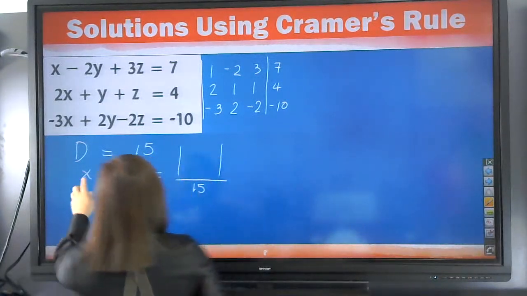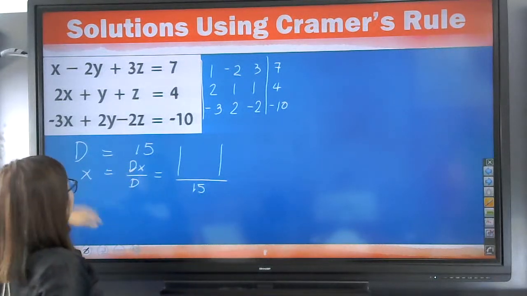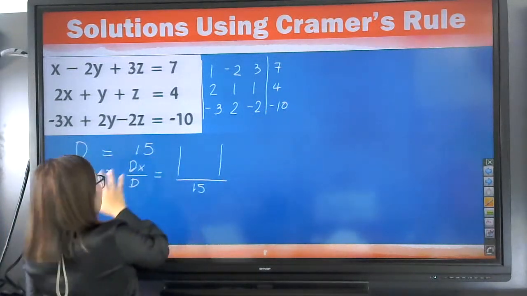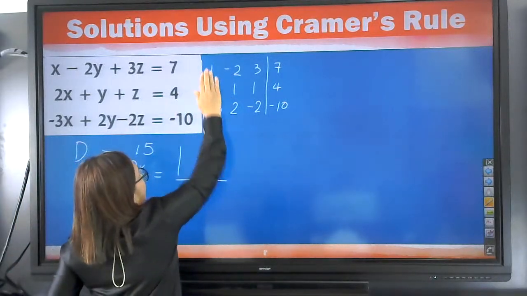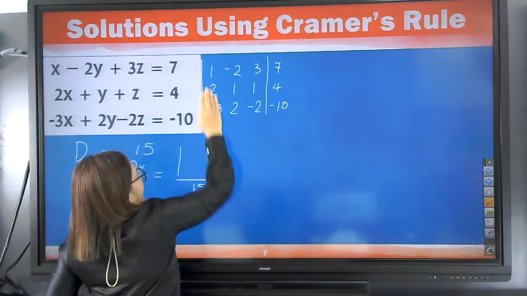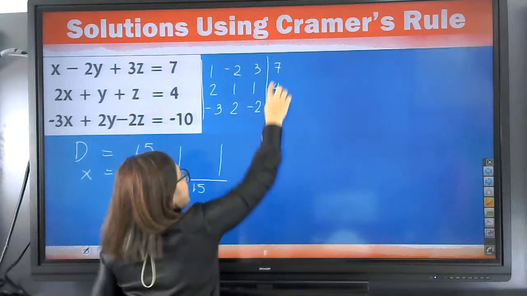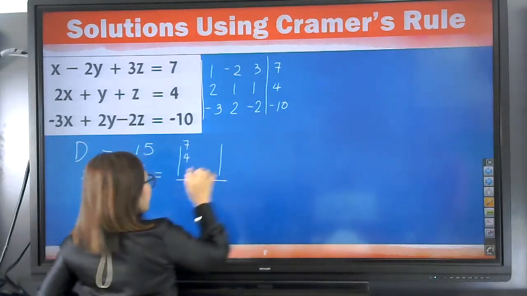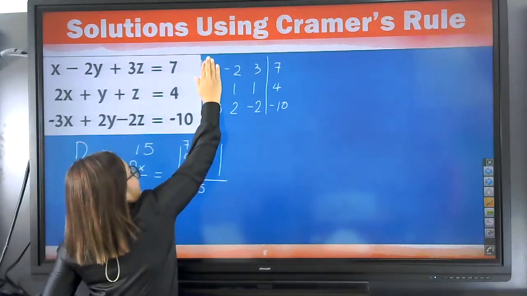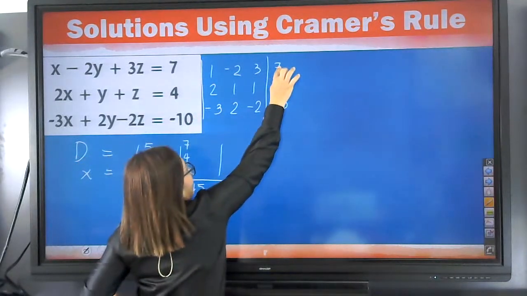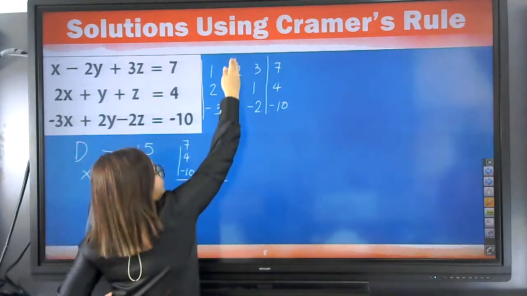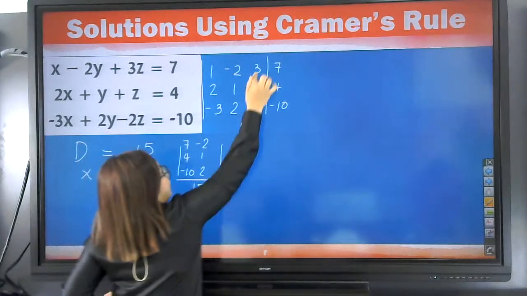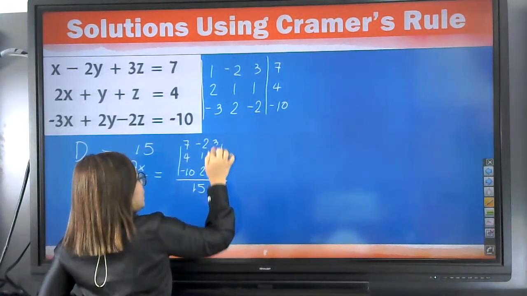How to find x? You see, how to find x? Dx over D. So for x, this is x. Copy the answer here. So instead of writing 1, 2, negative 3, no, because you have to find x. Do not copy 1, 2, negative 3. In this case, we will have 7, copy the answer, which is 4, and negative 10. So for the x column, do not copy all the numbers. Instead, write 7, 4, negative 10. For the y column, copy only negative 2, 1, and 2. And for the z column, you'll have 3, 1, negative 2.